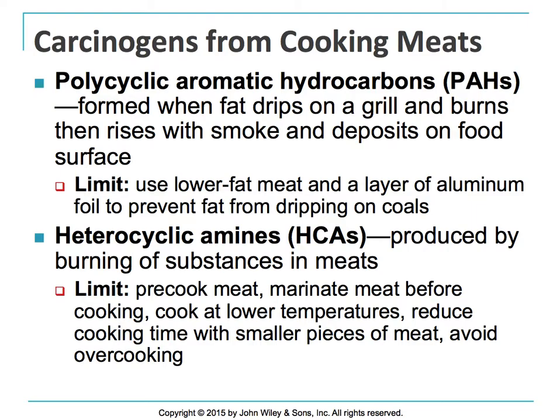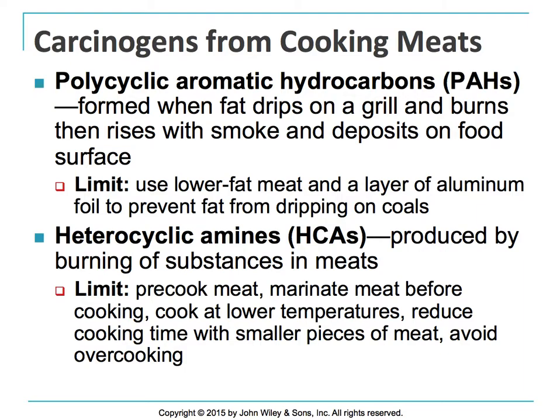Carcinogens, so cancer-causing compounds, are developed by cooking meats. We have polycyclic aromatic hydrocarbons, or PAHs, which are formed when fat drips on a grill and burns, then rises with smoke and deposits on the food's surface. To limit exposure to these carcinogens, it's important to use lower fat meat and a layer of aluminum foil to prevent fat from dripping on the coals or the burners of a grill.